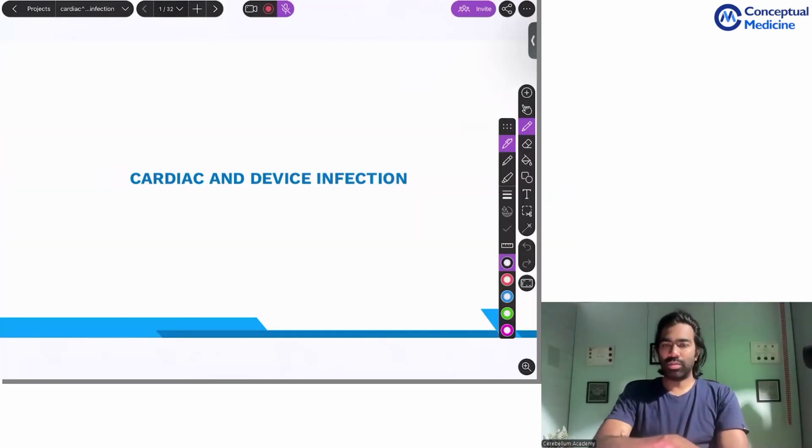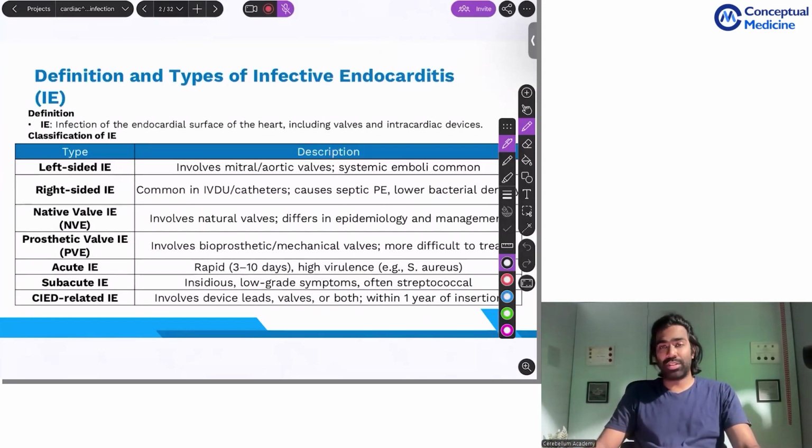So as I said, we are going to discuss something about cardiac and device infections this time. And to begin with, I'll talk about some of the definitions of infective endocarditis and what are the types of infective endocarditis. So what is, first of all, an infective endocarditis? It's an infection of the endocardial surface of the heart, which doesn't only include valves, it also includes intracardiac devices.